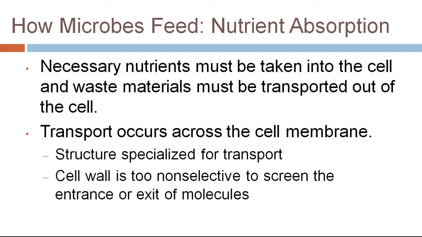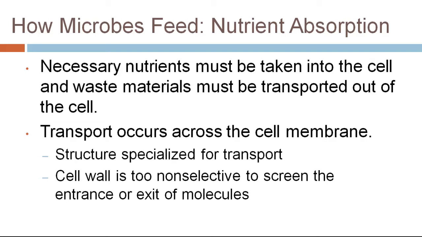Now we're on this part of the absorption of the nutrients. We know that to get in and out of the cell, we've got to transport through the plasma membrane. Right, and a lot of these microbes have a cell wall, like bacteria and the fungi. So we're going to talk a little bit about those challenges.